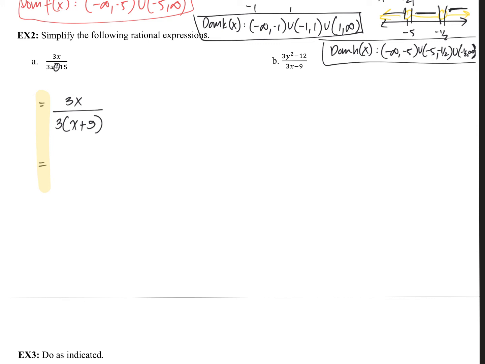Okay, so back on track. So I'm trying to simplify this. Now I factored it, that was the first thing. The next thing to do is to see if you can cancel common terms.